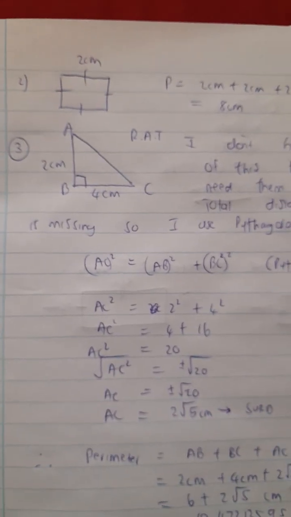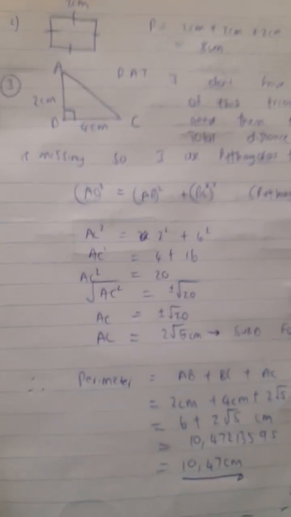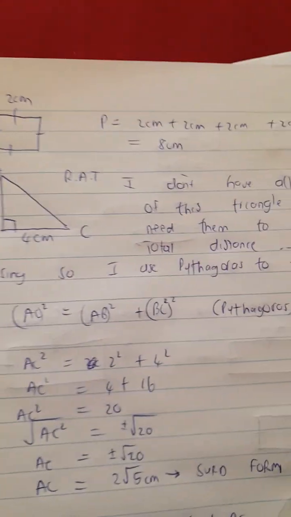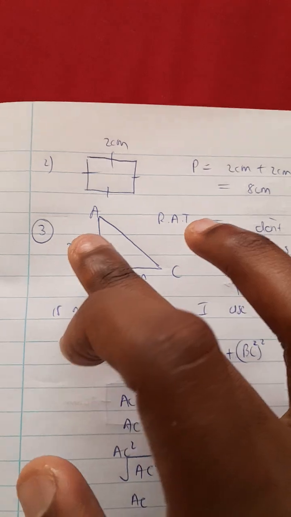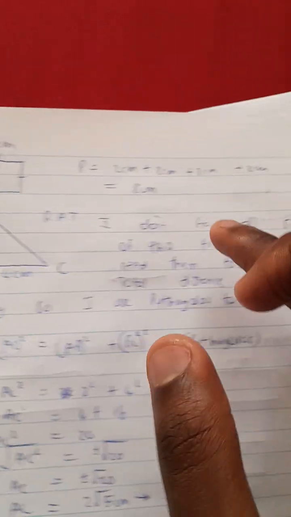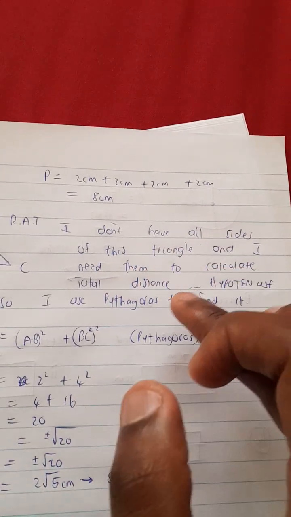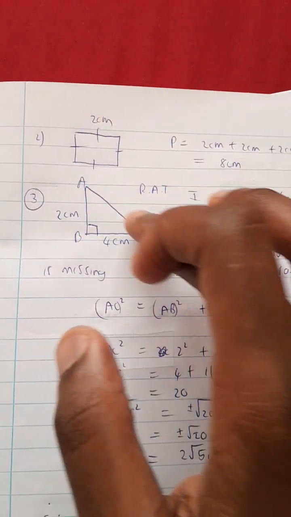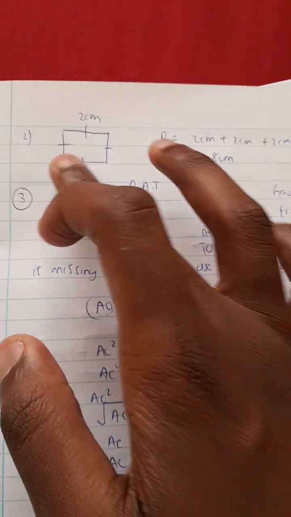Okay, now finishing off, we have the perimeter of a triangle, and this is the right angle triangle. Here in this triangle, you can see that we don't have all three sides, we just have two, but it's a right angle triangle. So I don't have all sides of this triangle, and I need them to calculate the total distance. So I need to find the side which is opposite the 90 degrees, which is the hypotenuse.